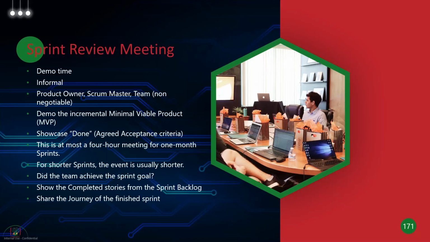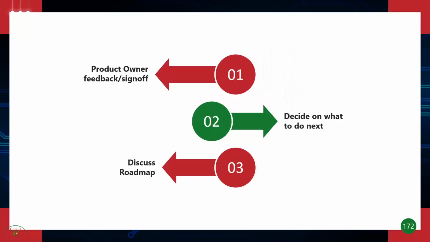It's time boxed. It can be a 4-hour meeting if it's a big sprint, like a 1-month sprint. If it's a shorter sprint, you can have a shorter meeting. So for shorter sprints, the event is usually shorter. What you want to see here is, did the team actually achieve the sprint goal, right? You have to show your completed stories from the sprint backlog, and you can also share the journey of the finished sprint with your stakeholders, with your product owners. You show the minimum viable product to try to get a sign off from them, right?